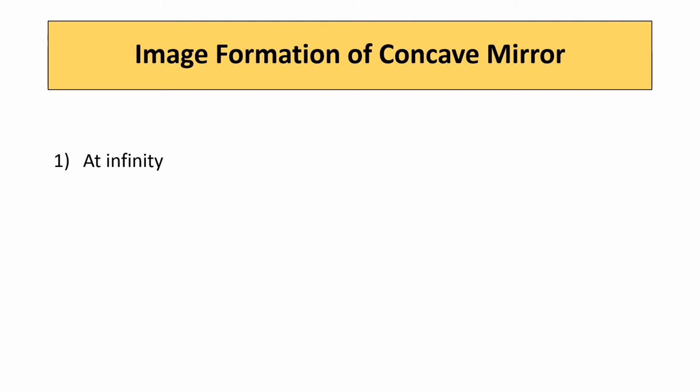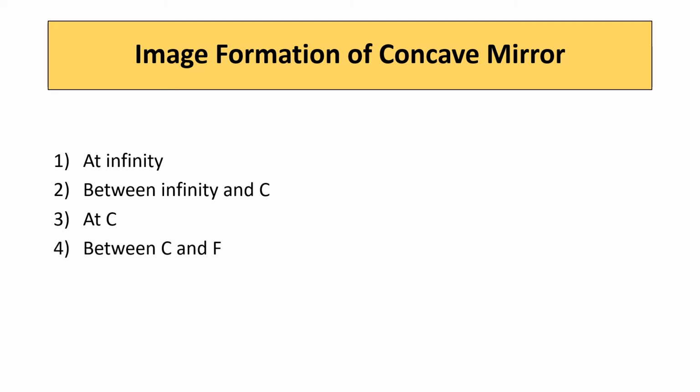First, you place the object at infinity, then between infinity and center of curvature, at center of curvature, between center of curvature and focus, at focus, between focus and pole of the mirror. These are the 6 possible positions of object. The position, the nature and the size of the image formed depends upon these positions of the object.